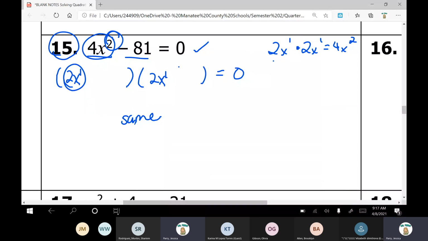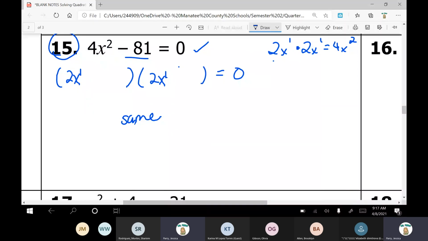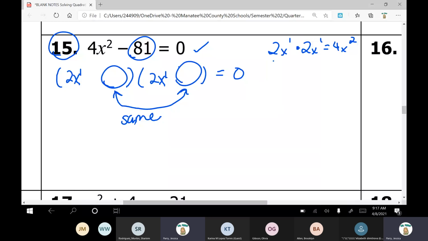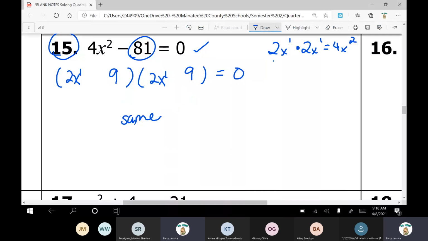Let's go ahead and do our second term, this 81. We're not going to look at the sign yet. So help me out here. What times what is 81? Or what is the square root of 81? You can type that in the chat or turn your microphone on. I see a 9. Perfect. So we got 9 and 9. There's no variables there, so that one's a little bit easier.